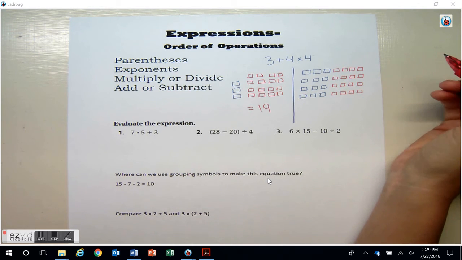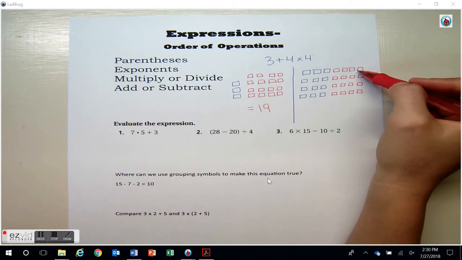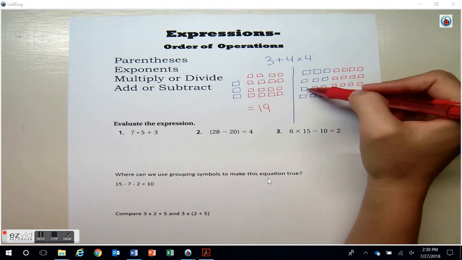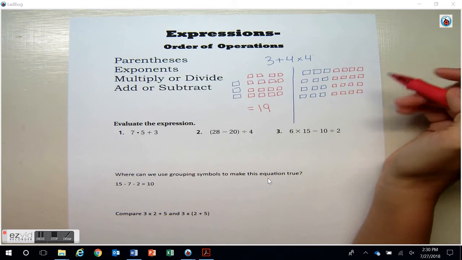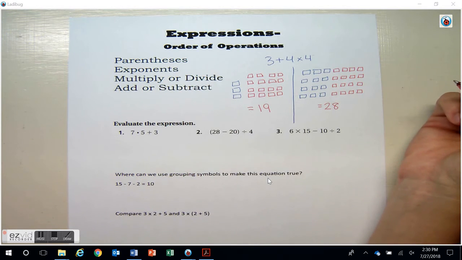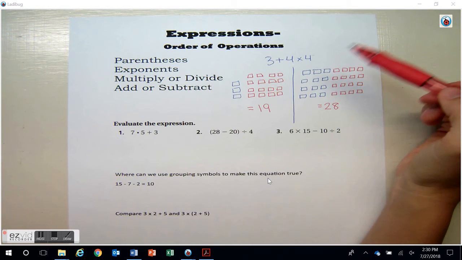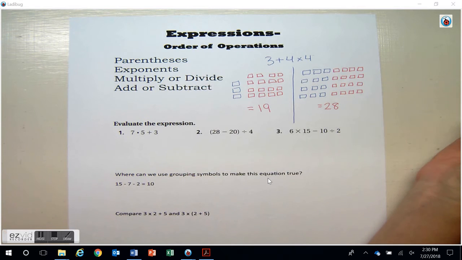So here I have a total of 7, 14, 21, 28 tiles. Well, that just can't be. We can't see the same problem and come up with different solutions.